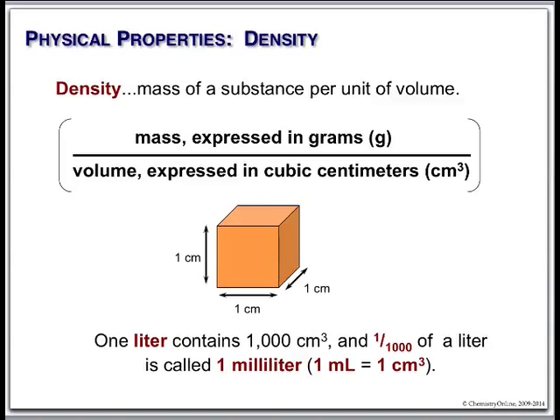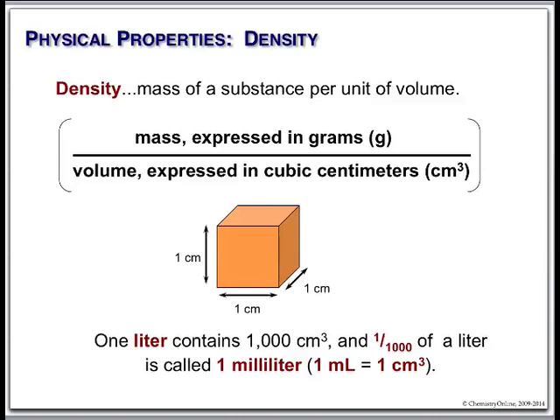Now remember, a cubic centimeter, it's this little cube here, 1 centimeter on a side. Get the volume, multiply 1 by 1 by 1, and you get cubic centimeters. In chemistry, in addition to cubic centimeters, we will use milliliters. The L here really is uppercase. 1 milliliter is exactly equal to 1 cubic centimeter.